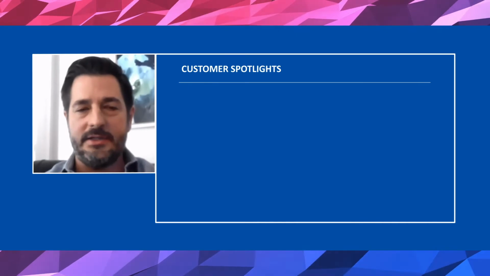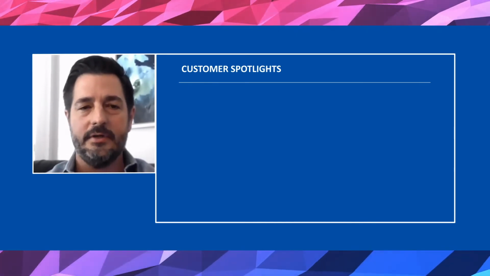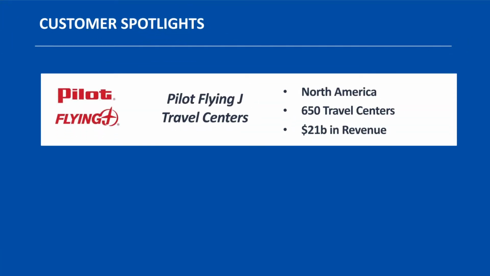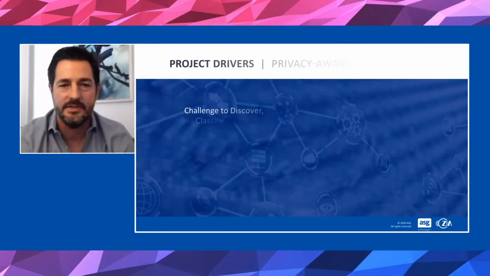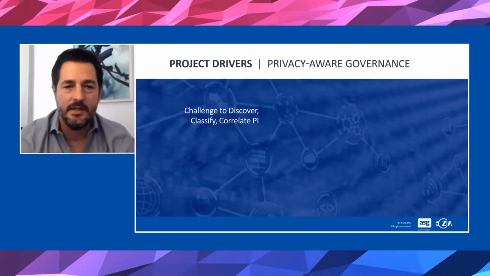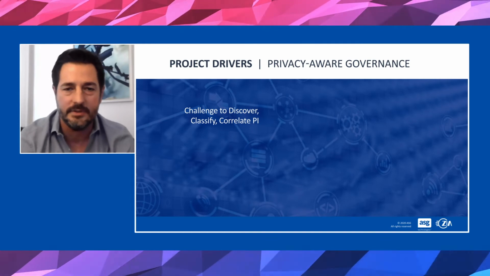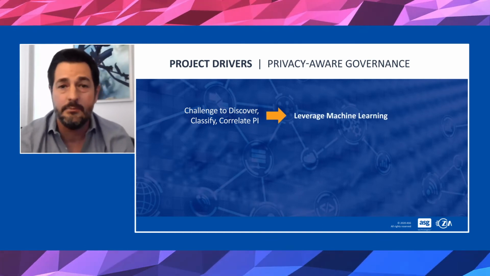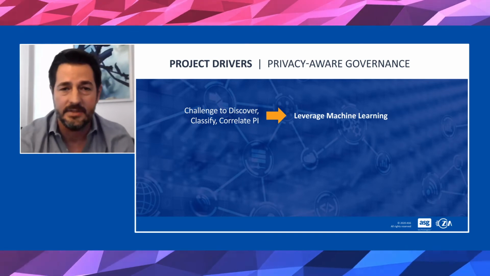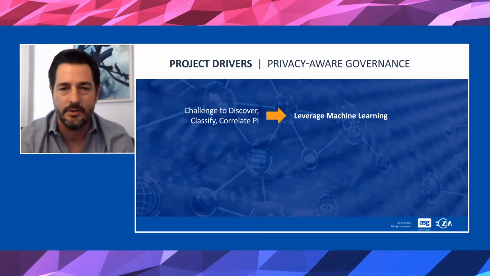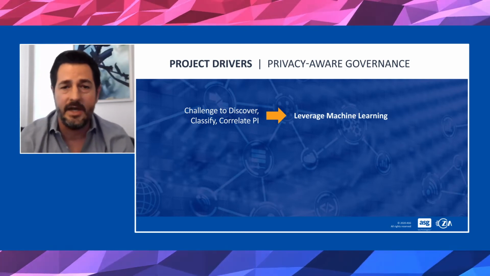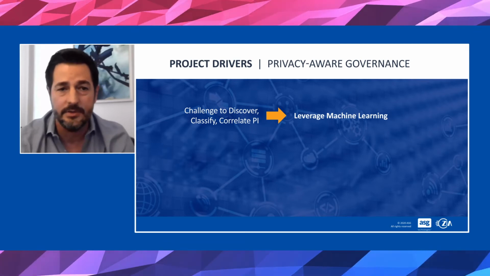So for the spotlights that we'll be walking through today, I just wanted to call out a few of our customers that we'll be looking at in the projects that we've worked on with them, Pilot Flying J, and then also a leading investment bank that's a multinational organization for financial services and banking. So the challenge that they were experiencing with discovering and classifying and correlating personal information. They realized that there was a need to move away from the manual processes that they had in place. And with the petabytes of information and millions and billions of documents that they already have floating through their organizations, they really needed some help in a way to automate this with AI as well as machine learning.